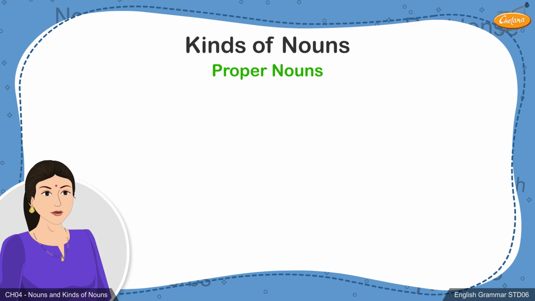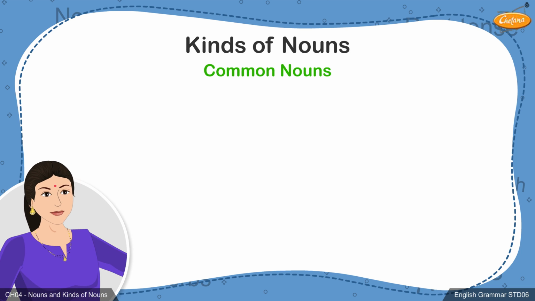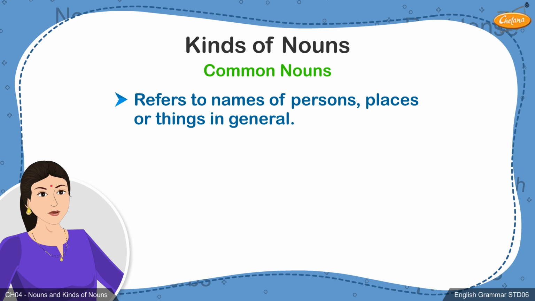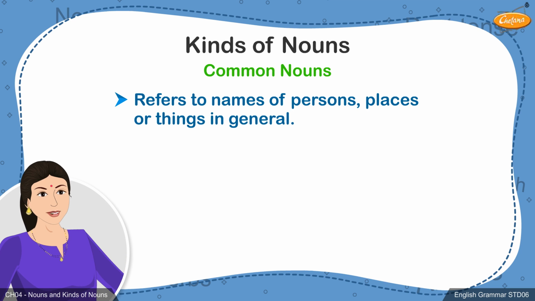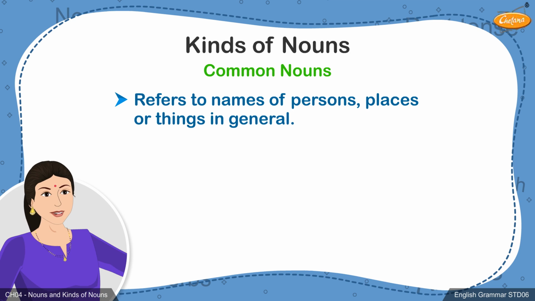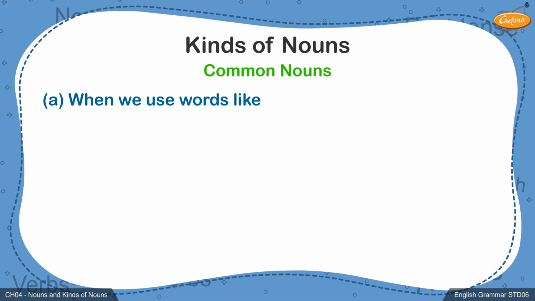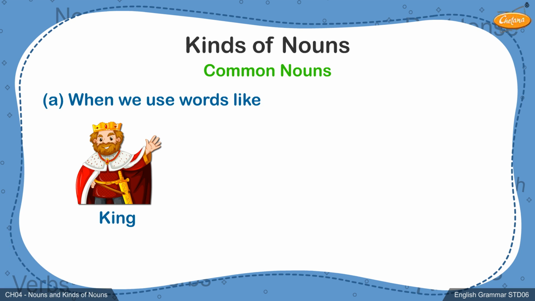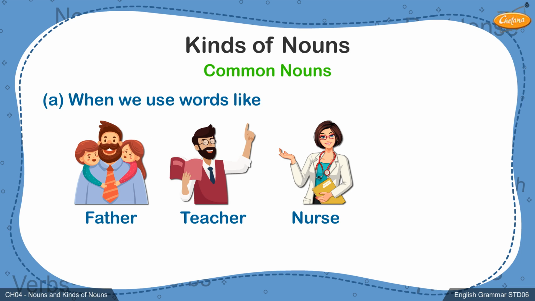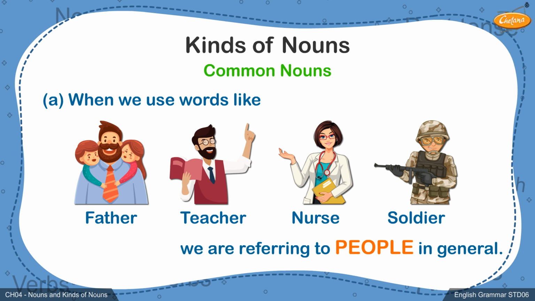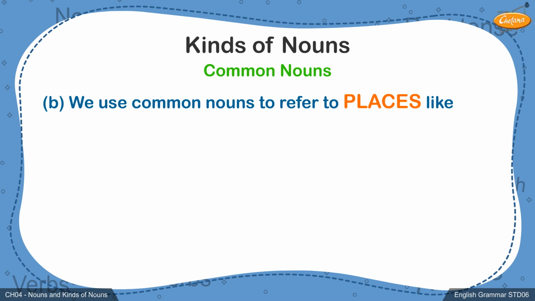Let's move on to the second kind of nouns, common nouns. A common noun refers to names of persons, places, or things in general. This means that when we want to talk about people, places, animals, or things in general, we should use common nouns. Look at the examples below. A. When we use words like king, man, woman, mother, father, teacher, nurse, soldier, etc., we are referring to people in general. These are common nouns.